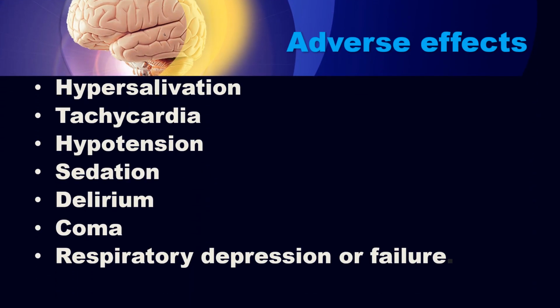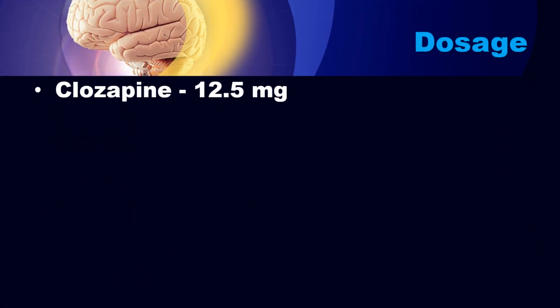Adverse effects. It causes hypersalivation, tachycardia, rapid beating of the heart which may be regular or irregular, hypotension, sedation, delirium, that is confusion, and then coma, respiratory depression or failure. Dosage. The clozapine dosage is 12.5 mg.